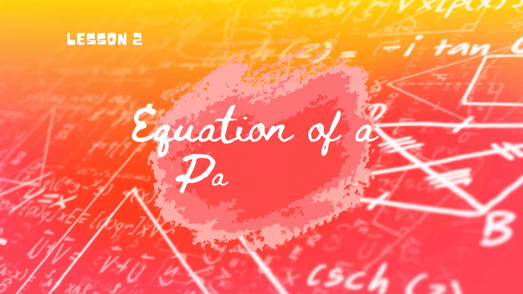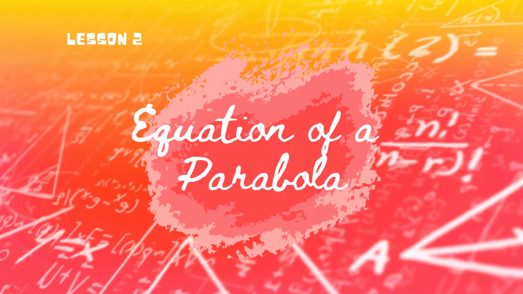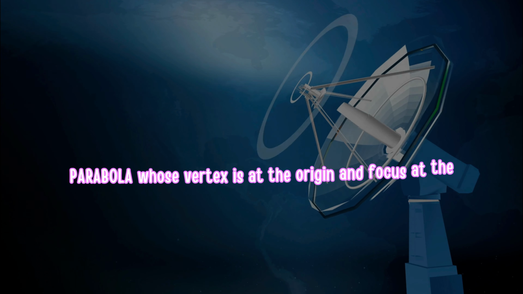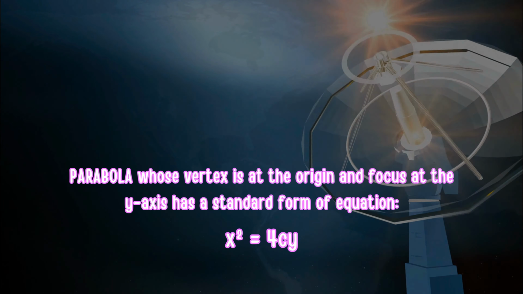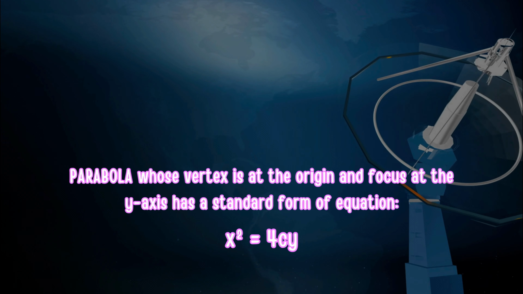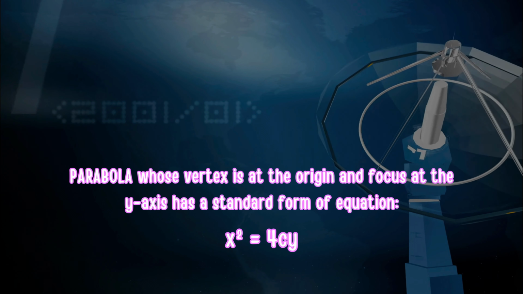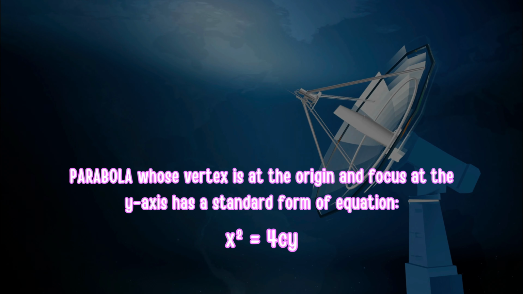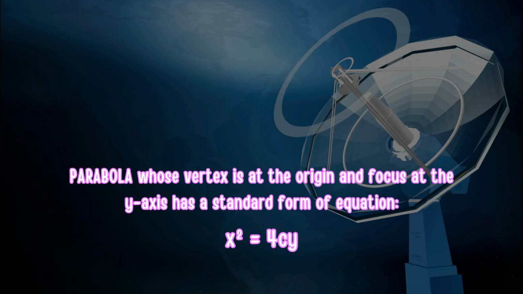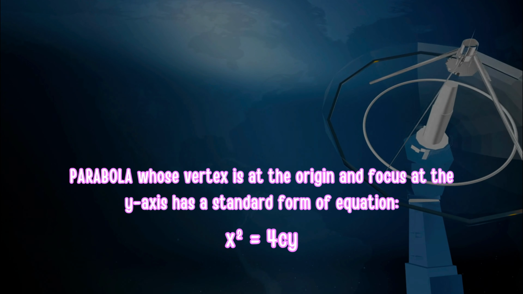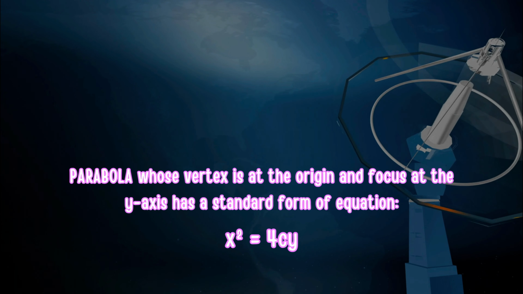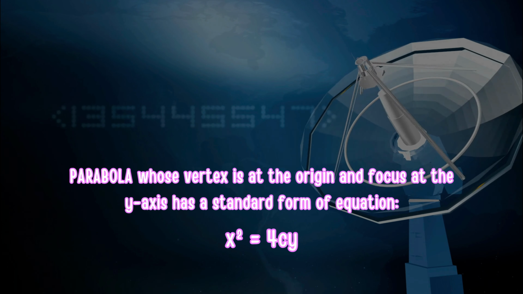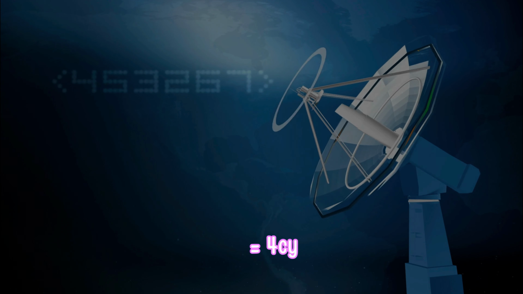Now let's proceed to the equation of a parabola. A vertical parabola, or parabola that opens upward or downward, whose vertex is at the origin, has a standard form of equation, x² equals 4cy, where c is the focal length, that is positive if it opens upward, and negative if it opens downward.